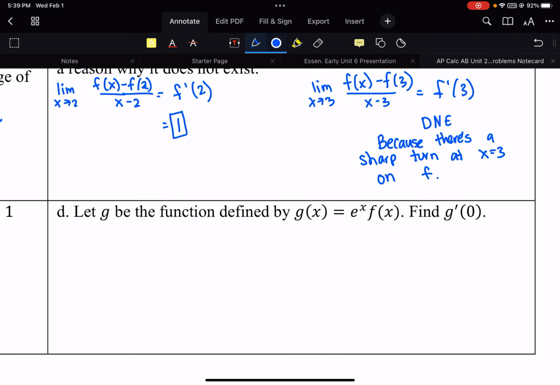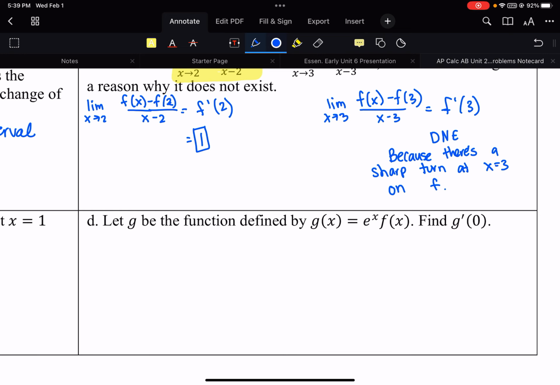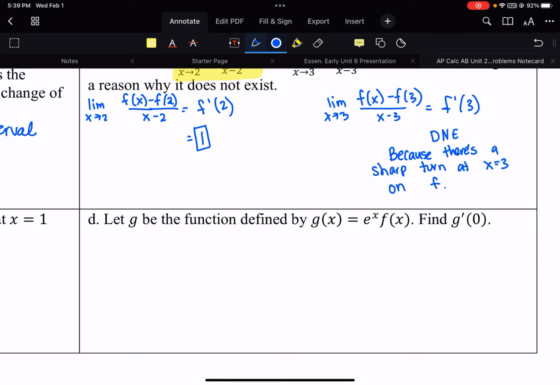Let's look at D. So now we're defining a whole new function. G is going to be the function defined by e to the x times f of x. This is a great one where D doesn't build on anything else you've done so far. D is like a totally different question than the other three. So we want to find g primed of 0. So we better start by taking the derivative of g.